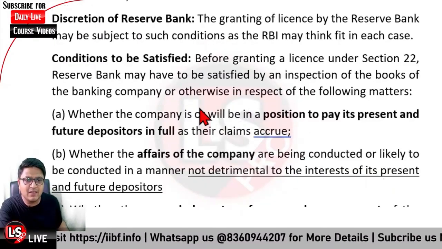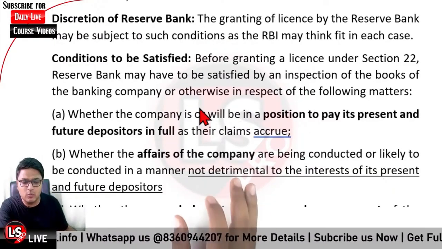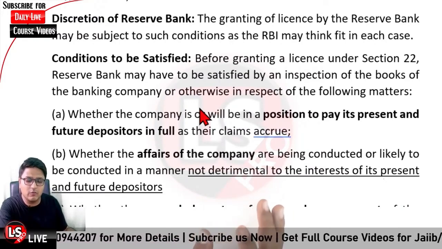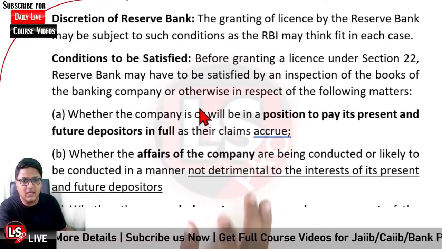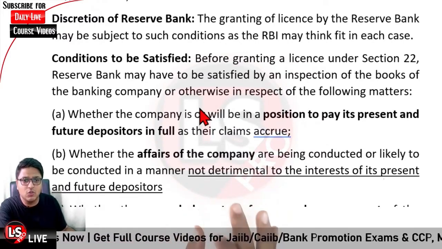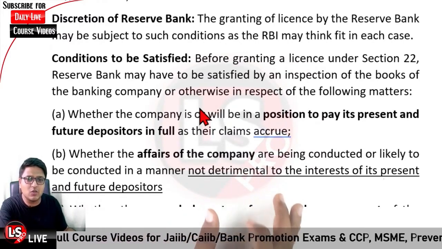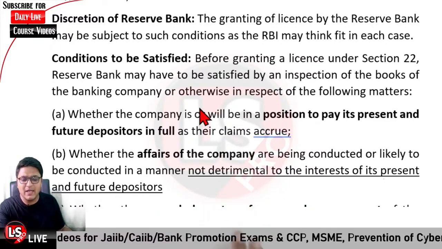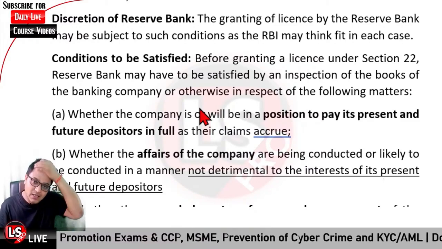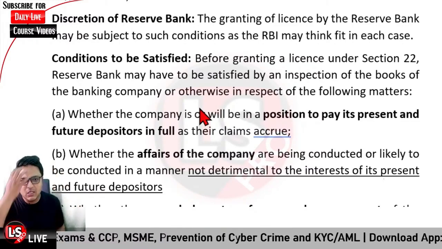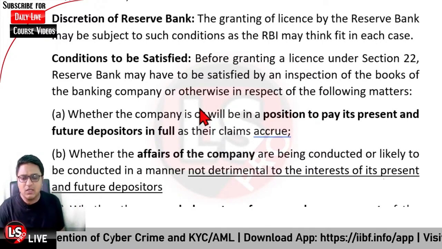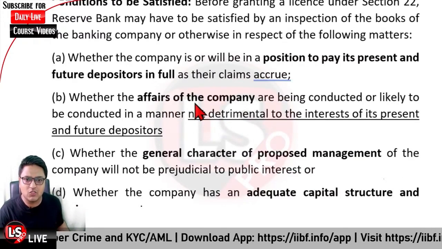RBI also has to be satisfied that the banking company to which the license is to be given has its affairs conducted in a way that is not detrimental to the interest of its present and future depositors. So no work, no transaction, no method should be adopted by that company which is not in the interest of the present or future depositors. Okay, it should not be there.